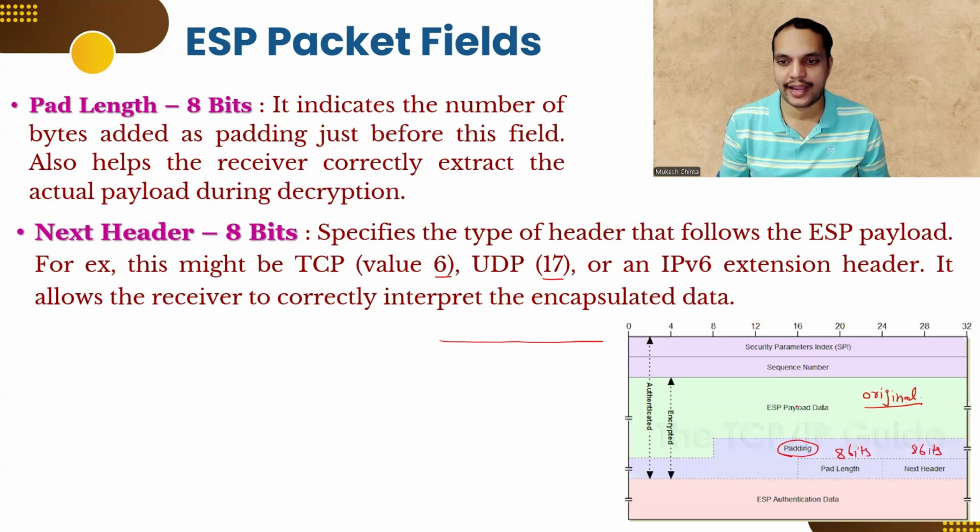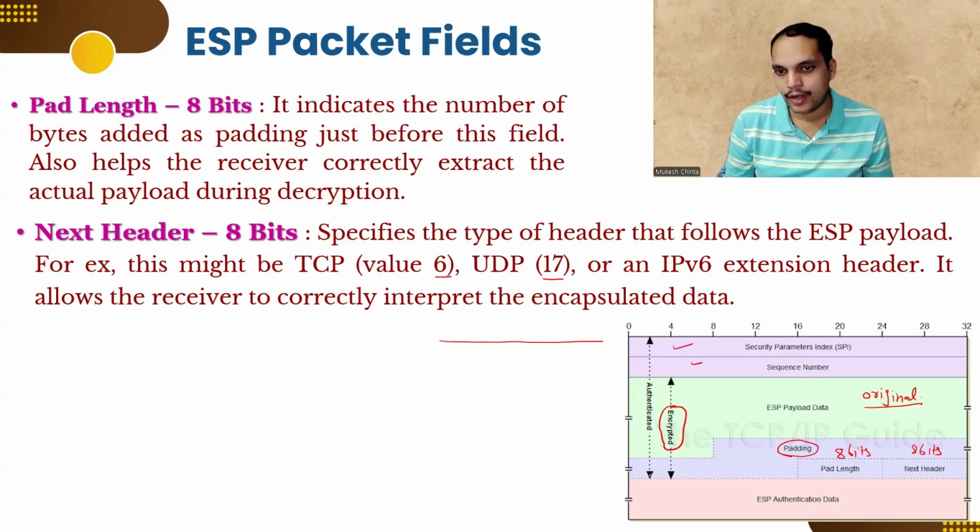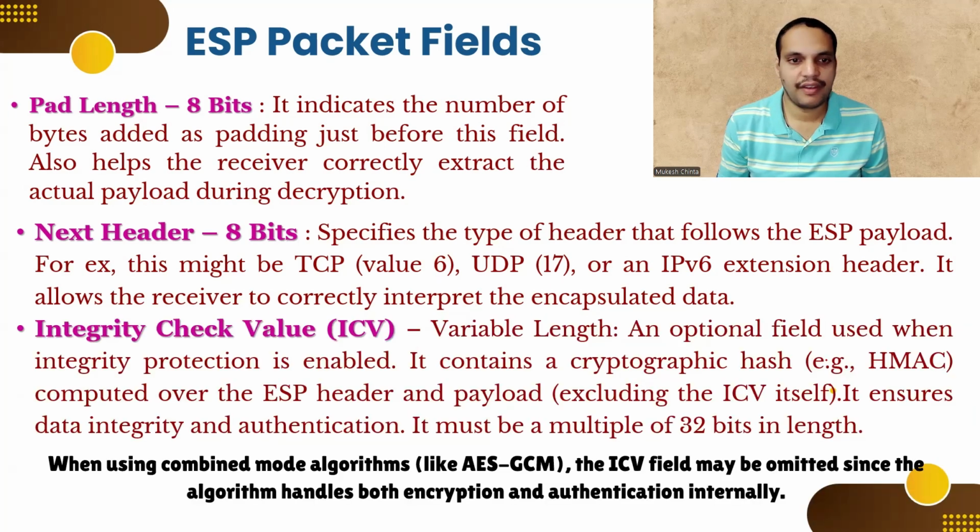Now, if you go back to the diagram, you can see that the payload data, the padding field, pad length, and next header are all encrypted. You can see clearly it's written as encrypted. Whereas SPI, sequence number, and this entire payload data are authenticated. That means this is your integrity check value field, which is computed over the entire packet. So the ICV value ensures data integrity and authentication. It must be a multiple of 32 bits in length.